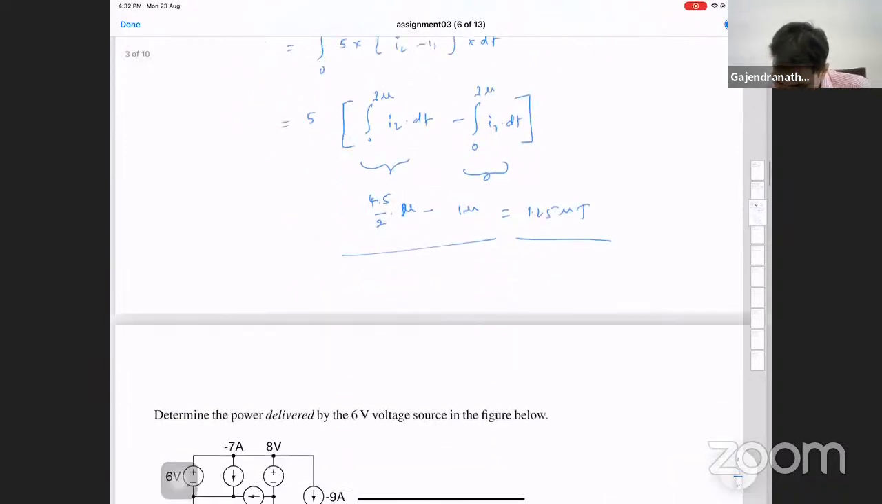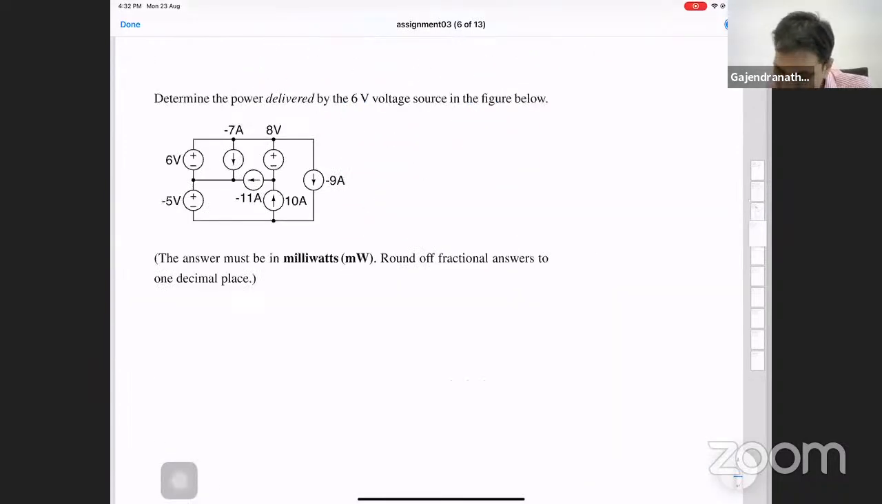Okay. Now we wanted to determine the power delivered by the 6 volt voltage source in the figure below. We wanted to find the power delivered by the 6 volt voltage source. First, we have to see how much current this fellow is giving. For that, we need to apply a KCL.